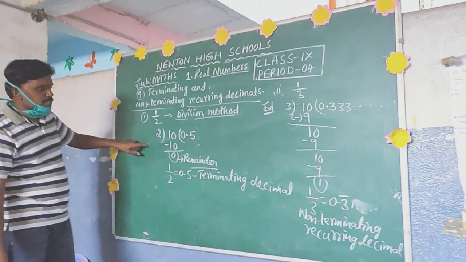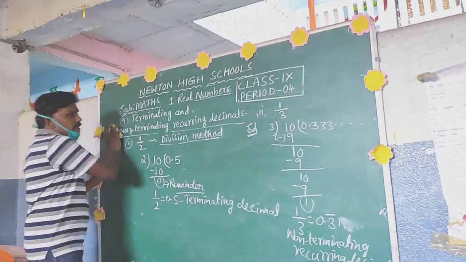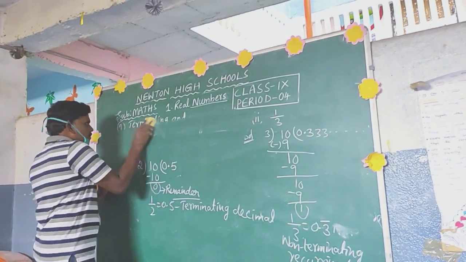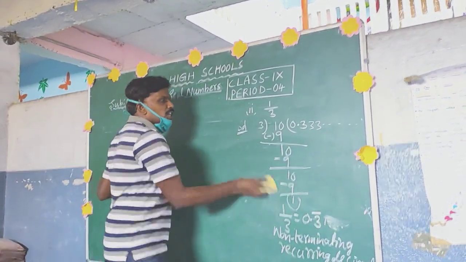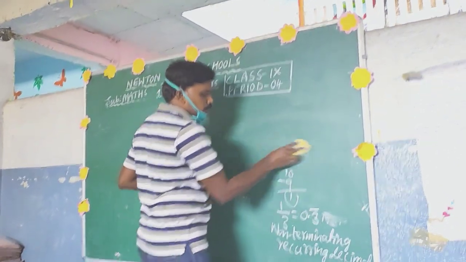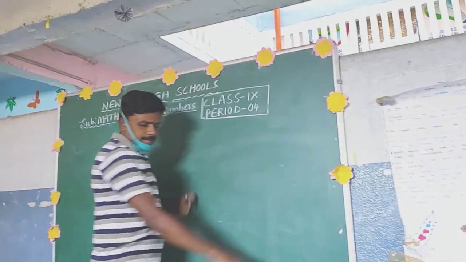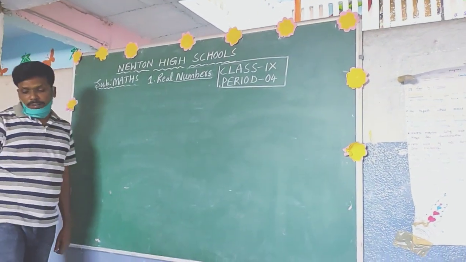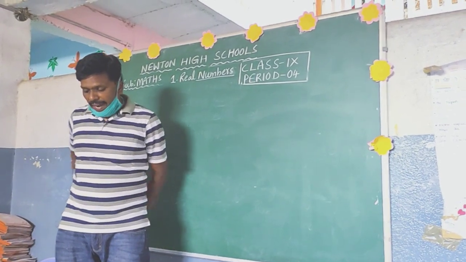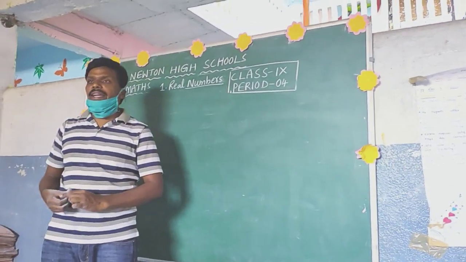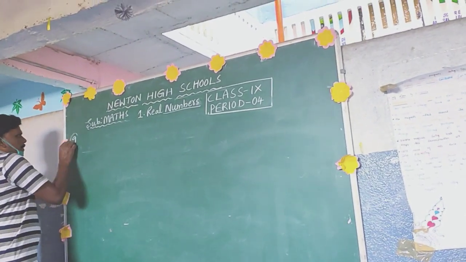Both these sums we did by the division method, but without doing actual division we have to verify whether it is terminating or non-terminating. How is it possible to do it, that we have to do now. Okay, now the next one: without actually dividing, find which of the following are terminating and which are non-terminating.